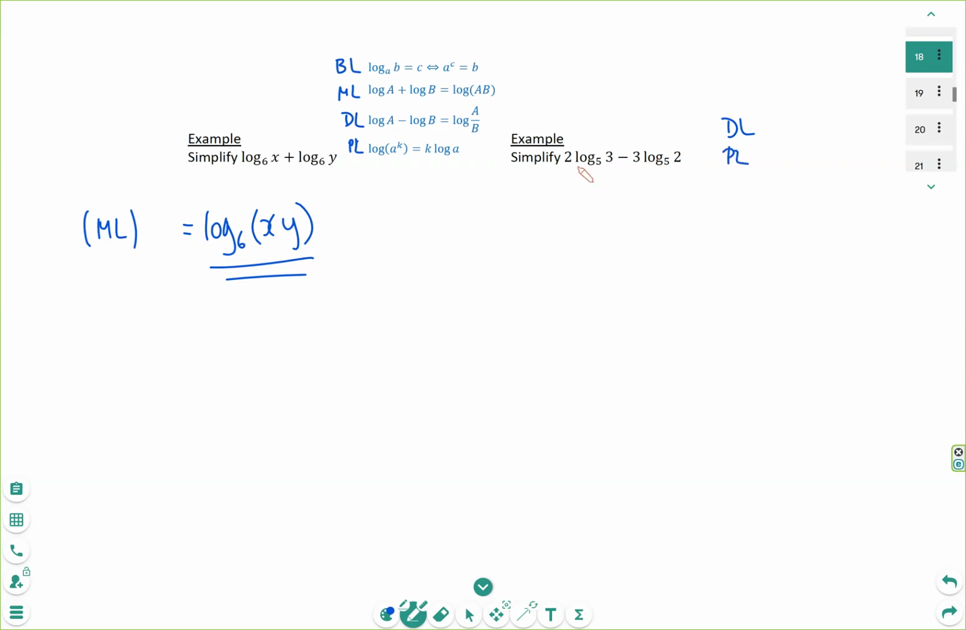Because you can see the 2 in the front and 3 in the front. Sounds like a K in the front. So what can we do in here? Well, which one do we do first? If I only use division law, I must have nothing in front of the log.